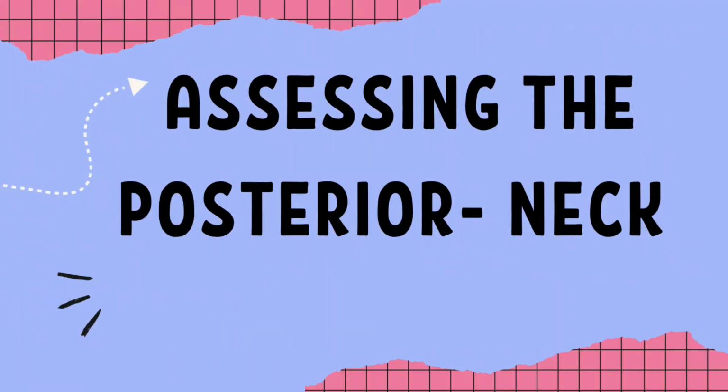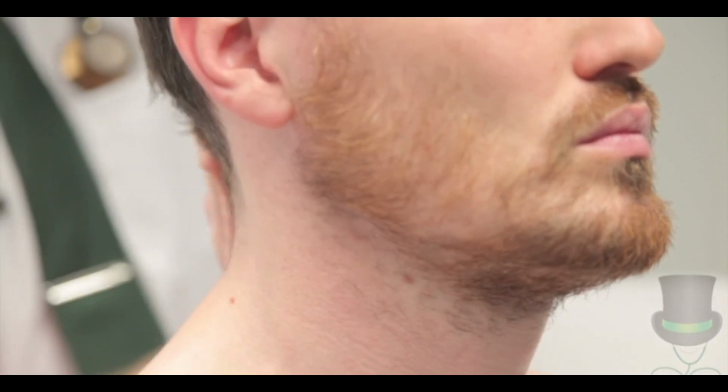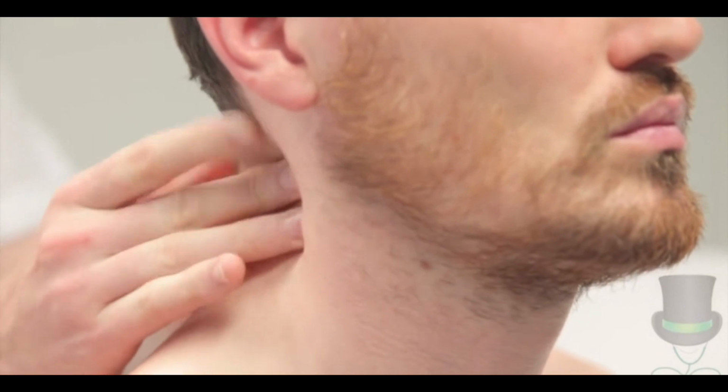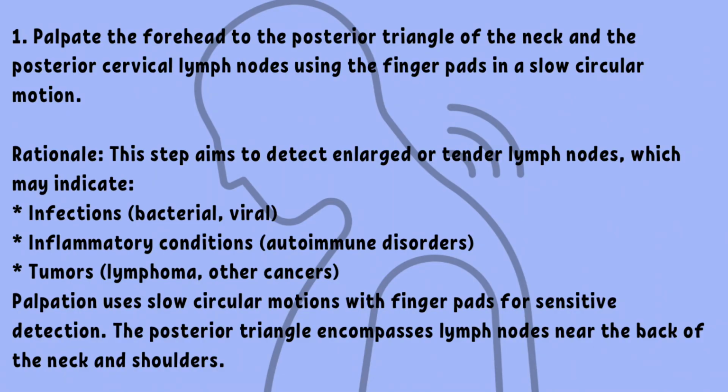Assessing the posterior neck. 1. Palpate the posterior triangle of the neck and the posterior cervical lymph nodes using the finger pads in a slow circular motion. Rationale: This step aims to detect enlarged or tender lymph nodes, which may indicate infections, bacterial or viral, inflammatory conditions, autoimmune disorders, tumors, lymphoma, other cancers. Palpation uses slow circular motions with finger pads for sensitive detection. The posterior triangle encompasses lymph nodes near the back of the neck and shoulders.